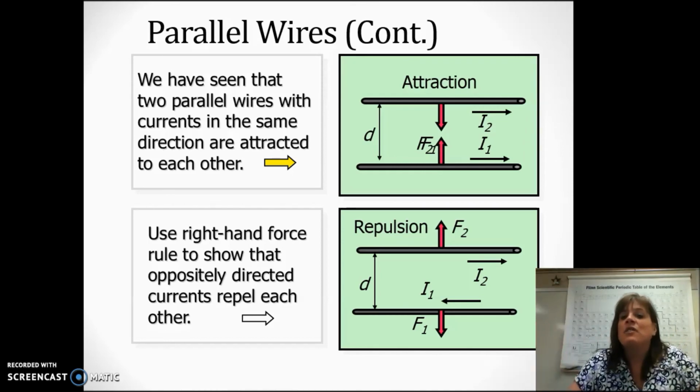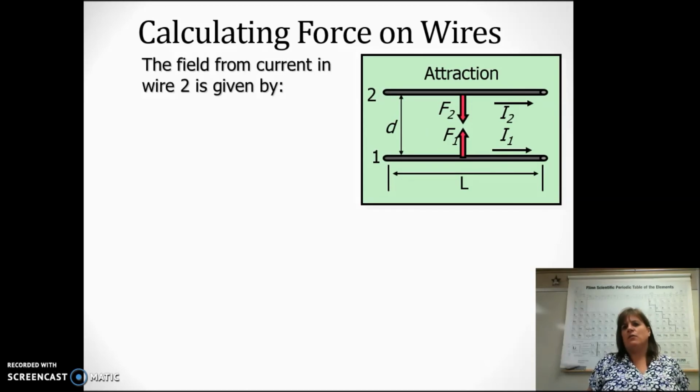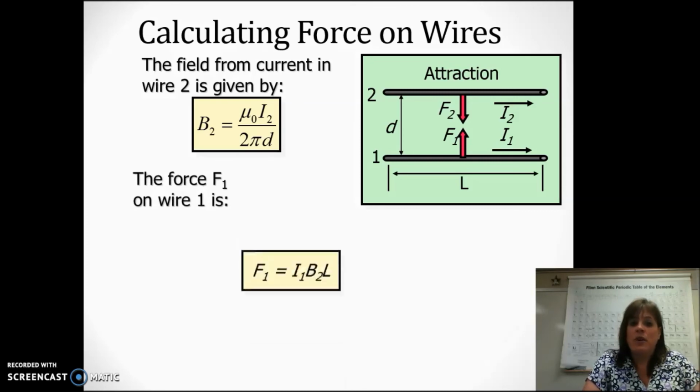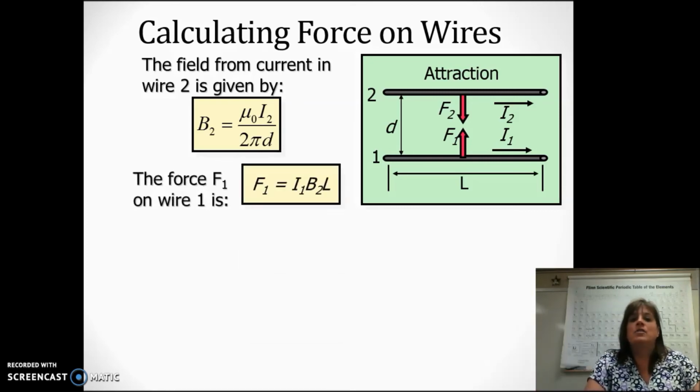But what about the magnitude of the force? Well, if we think about it, down below here at wire 1, the magnitude of the magnetic field generated from wire 2 would be Biot-Savart's law. So the permeability constant times the current from wire 2 divided by 2 pi and the distance between the wires. And the force equation is F = ILB. So the force on wire 1 is the current through wire 1 times the magnetic field generated by wire 2 times the length of the wire. So I can take this equation and substitute it in here.